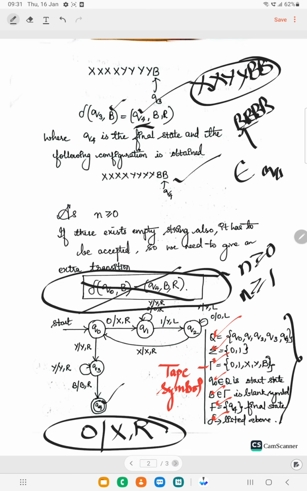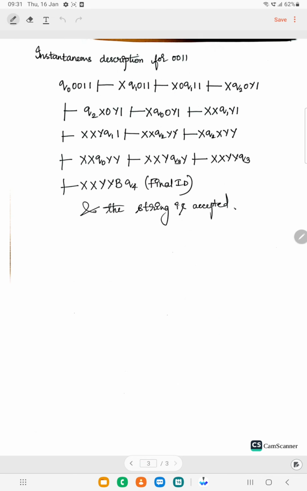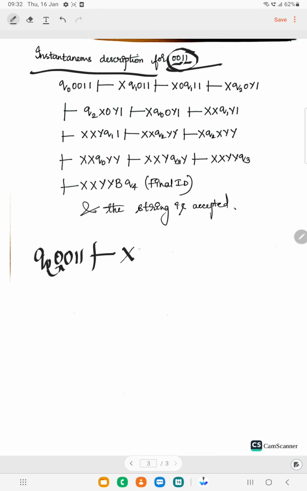Okay, and also they are asking whether to check the instantaneous description, whether 0011 is acceptable by this or not. Manually we can say directly that this is a valid string, because we have an equal number of zeros followed by an equal number of ones. But how to show it? See, like this. Q0 0011 we have. Okay, the transition way, Q0 on taking 0, what did we do? We changed the 0 to X, then changed the state: Q1 0011 as it is.